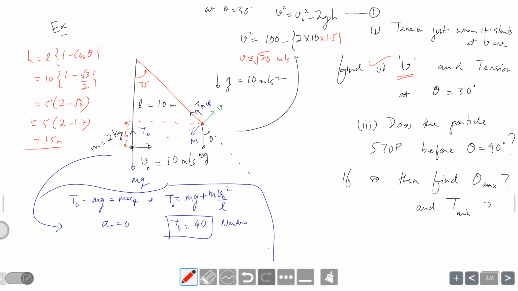Marginally greater than 8. So you can see the speed has decreased from 10 to something a little bit greater. Okay, so where is equation 1 from? It has come from application of that work energy, but you can just remember the equation like this: half mv square minus half m v naught square plus mgh equals zero. That only gives you this.